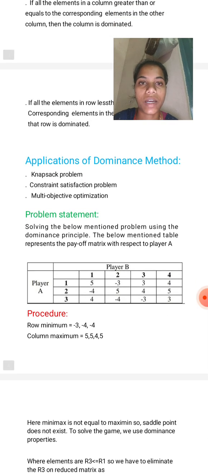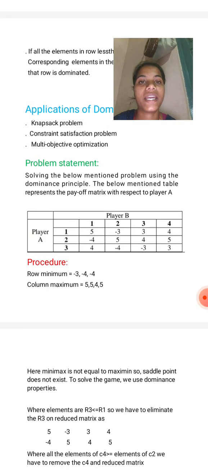When it comes to the problem statement, we have to solve the below mentioned problem using the dominance principle. The below mentioned table represents the payoff matrix with respect to player A and player B. So this is the table about the problem statement.